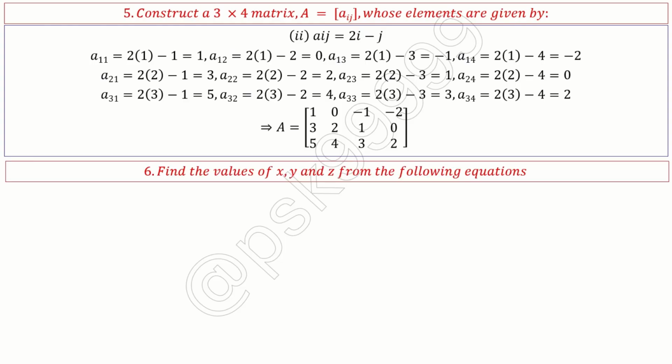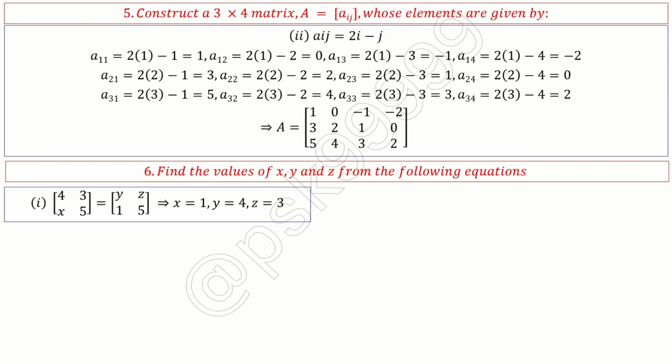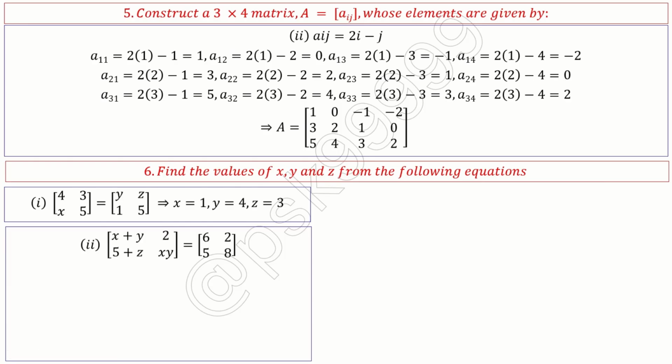Find the values of x, y, and z from the following equations. This is simple. 4, 3, xy is equal to yz, 1, 5. So we know that x is equal to 1, y is equal to 4, z is equal to 3. Corresponding elements you have to equate. That's all. Simple. And here it is x plus y equal to 6, xy equal to 8, 5 plus z equal to 5.